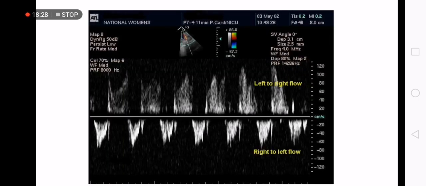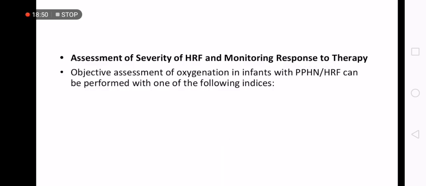This is an echocardiography Doppler measurement of the blood flow across the PDA, which is bidirectional flow. We can see here that below the baseline is the right to left shunting across the PDA, and above the baseline is the left to right shunting across the PDA.